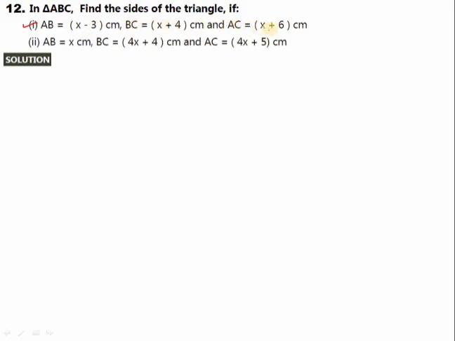Now my question is, in a right angle triangle, first and foremost, you know what the hypotenuse is. Hypotenuse is the side opposite to 90 degrees, and remember this will be the longest side. Now if you observe this, which one will be longest? Here it is x minus 3, here it is x plus 4, and it is x plus 6. Which one is the largest number? Obviously AC seems to be the largest.